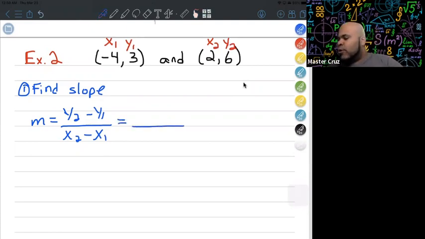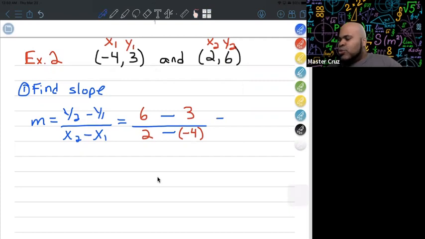You've seen this before. So I have a fraction bar. This is how I always do it. There is a minus on the top and a minus at the bottom. So that's the first thing that I'm going to write. And then I'm going to substitute each corresponding number. So y2 here is 6. Y1 here is 3. X2 in the denominator is 2. And x1 is -4. So I have to put it in the parentheses and put the negative.